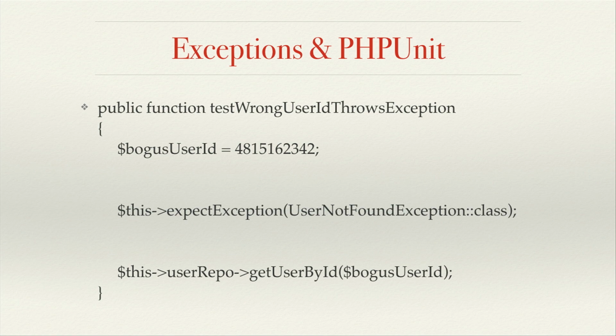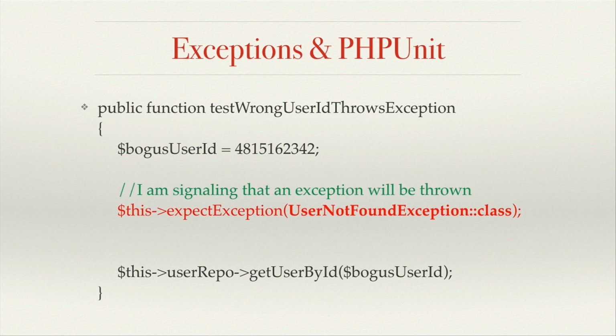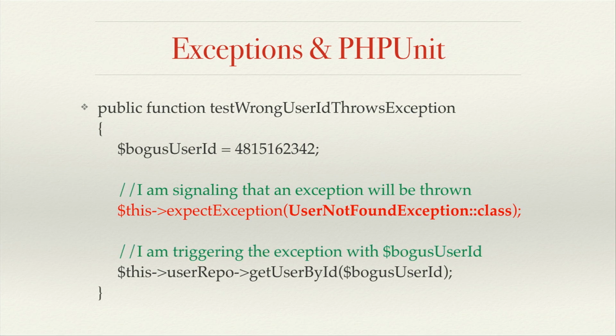Execute, right? So you create a bogus user ID. Then you say, I'm about to expect an exception, a UserNotFoundException. And then I trigger the behavior where I call my UserRepository getUserById. Okay? So I am signaling that an exception will be thrown, and then I am triggering the exception, and then my test will pass.